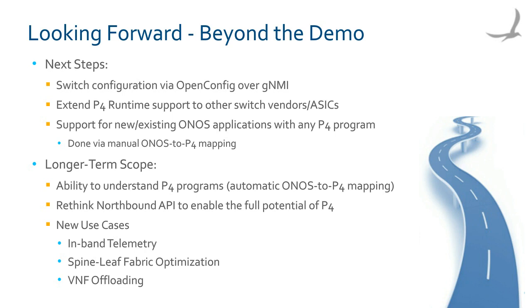With that ability, to be able to do spine leaf fabric optimization, to be able to spot elephant flows and then to be able to dynamically move those to run through a different spine to be able to balance traffic on the network and avoid bottlenecks and hotspots. And then thirdly, VNF offloading. There's, we believe, a lot that can be done to take functions that have run in x86 servers and start to push that into the fabric.